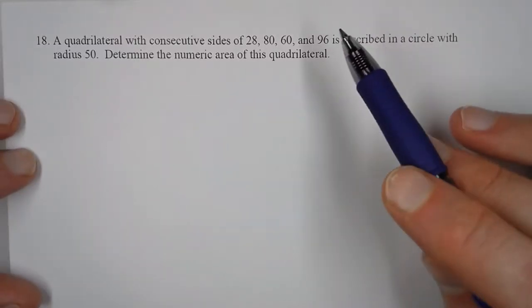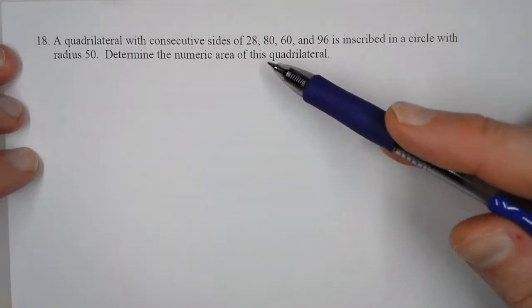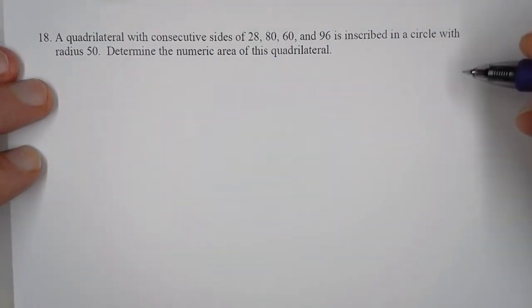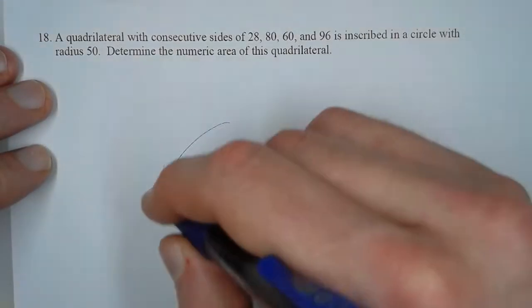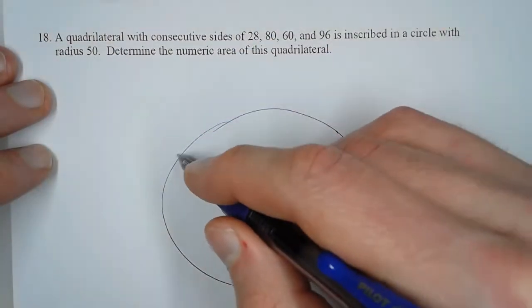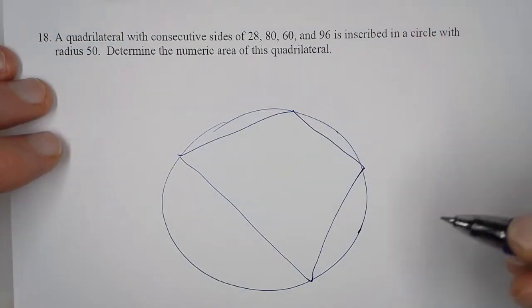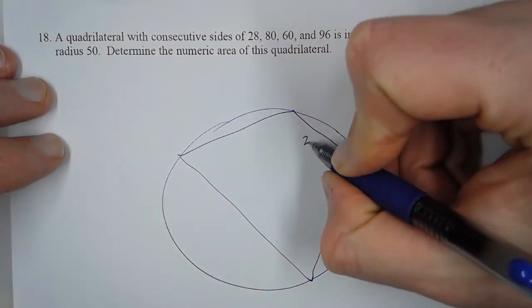In this problem, we have a quadrilateral with consecutive sides of 28, 80, 60, and 96 inscribed in a circle with a radius of 50. We want to determine the numeric area of this quadrilateral. When you have a quadrilateral inside a circle, this is a candidate for what's called Brahmagupta's theorem.